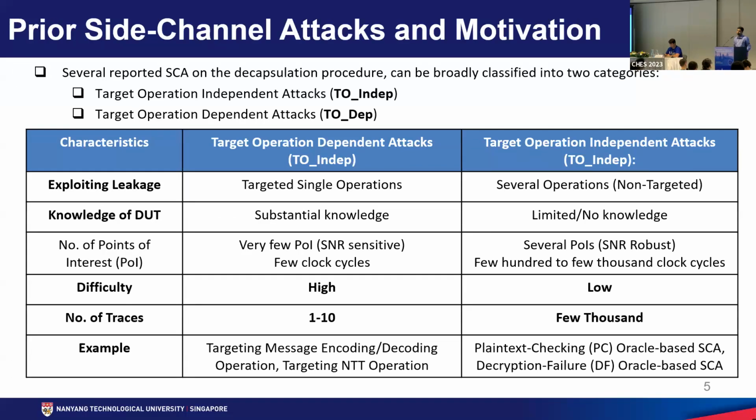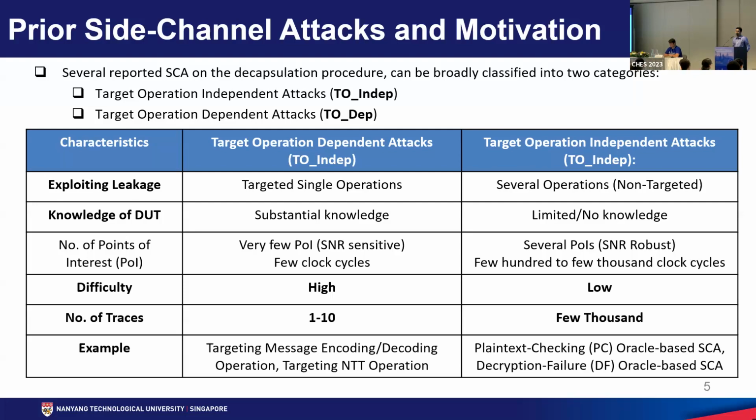For the background, if you look in detail at side channel attacks on the decapsulation procedure, they can be broadly classified into two categories. The first is target operation dependent attacks, where we focus on a specific operation in the decapsulation procedure to observe the leakage and retrieve the secret coefficients. The advantage of this methodology is that you need only a few traces to retrieve the entire secret key. But the difficulty is that you have only a few points of interest because the operation lasts for only a few clock cycles, so it is difficult to mount this attack.